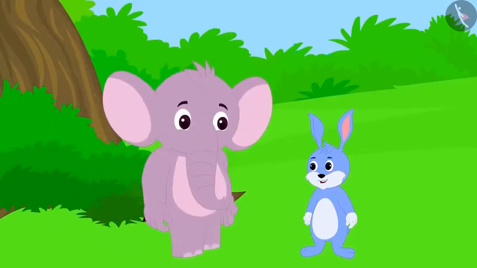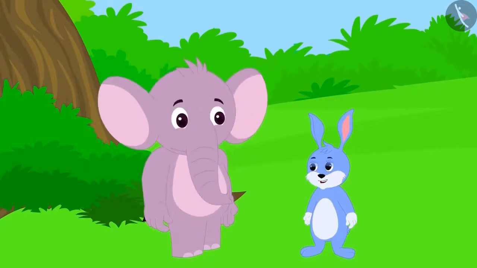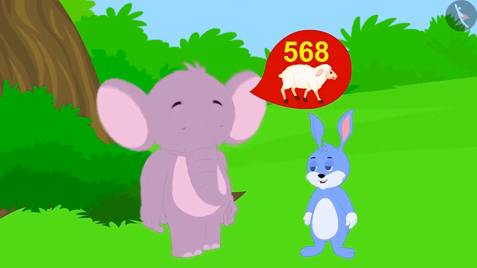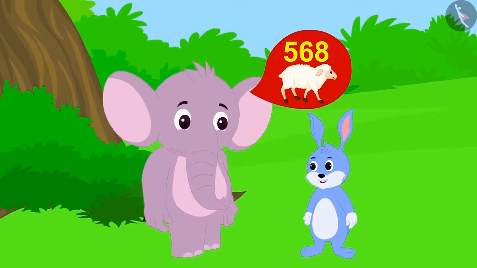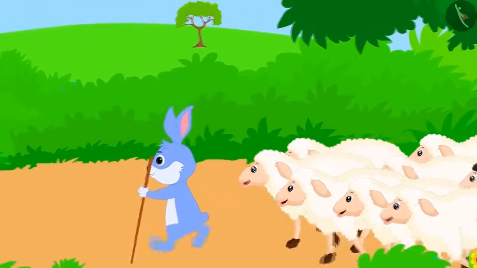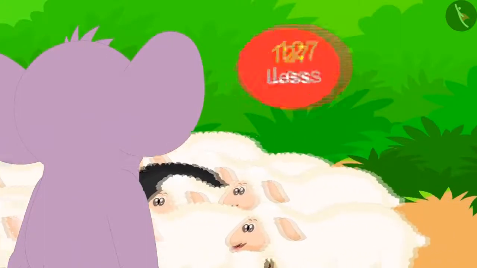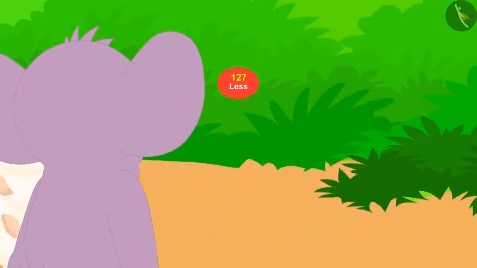Appu once asked Bunny to rear his sheep. Appu had a total of 568 sheep. A week later, when Bunny returned in the evening with the sheep, Appu found that 127 sheep were missing.